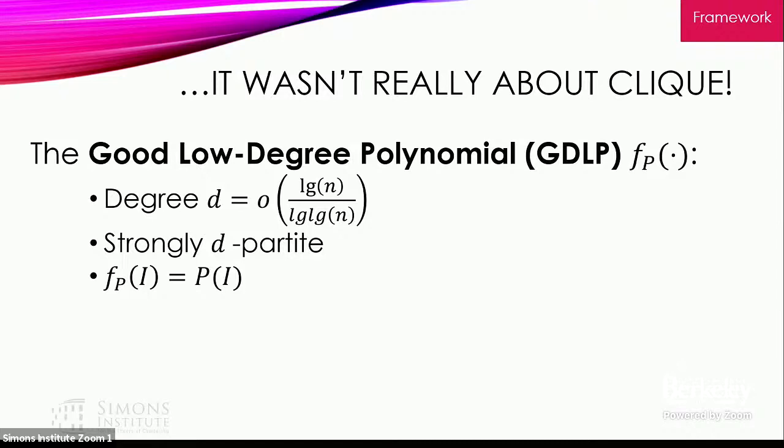It needs to be strongly d-partite. We define strongly d-partite as being a function that has monomials all of size exactly d, where every monomial is formed by grabbing exactly one variable from each partition of variables. And finally, we need that this polynomial f_p and the problem p run on the same {0,1} input produce exactly the same output.